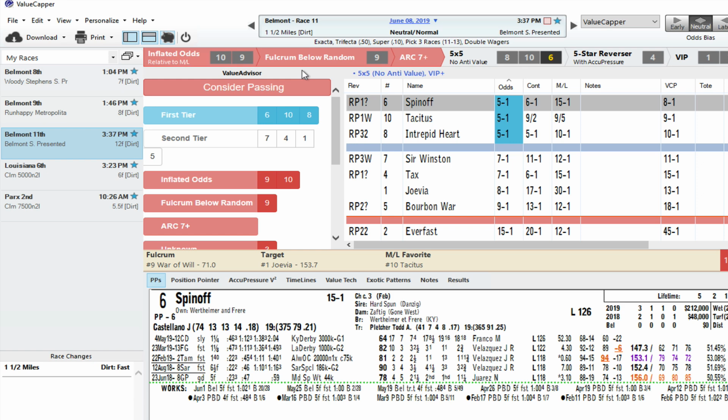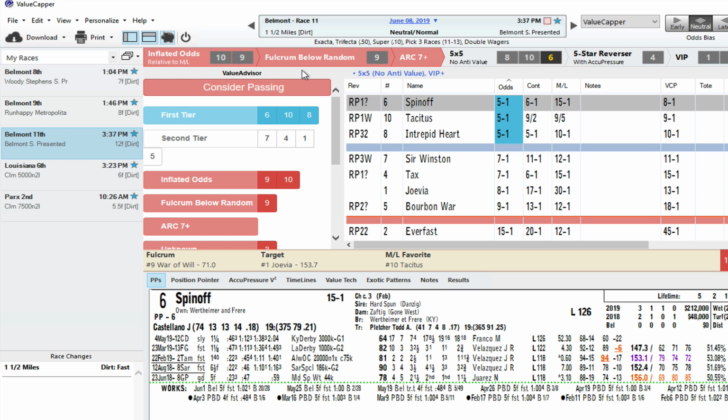There's an advisor. Now, this is a sense that those of you who've been playing the horses for a while will know: this race just doesn't feel right. I can't find anything in the race. I just don't feel right about it. So what this attempts to do is take concrete, specific criteria and make a suggestion. The advisor says, hey, consider passing this race. It's in red. Red means stop.